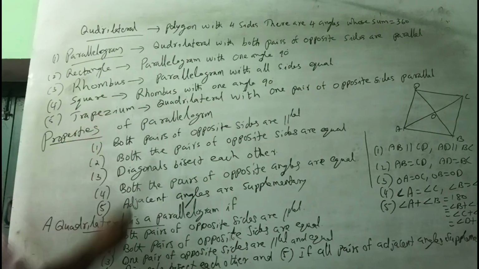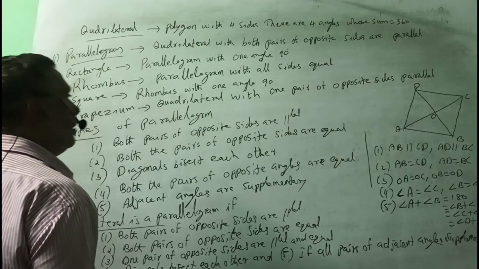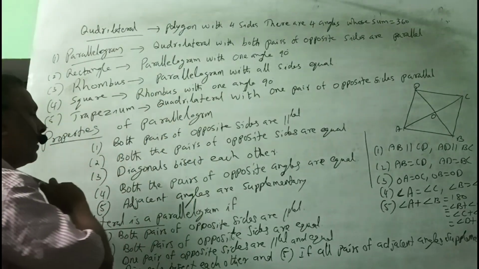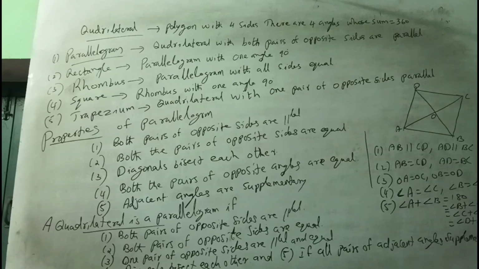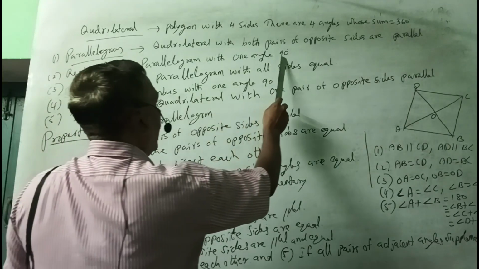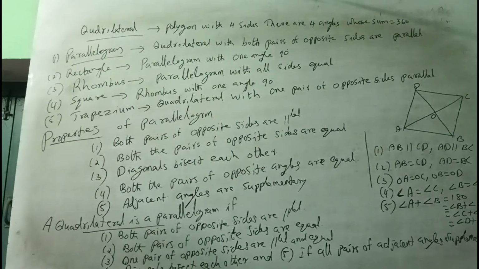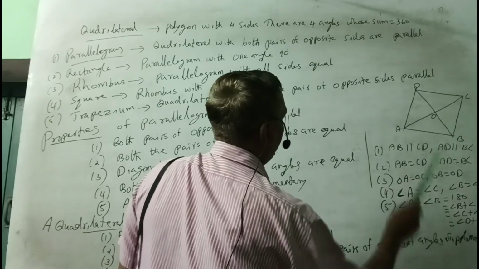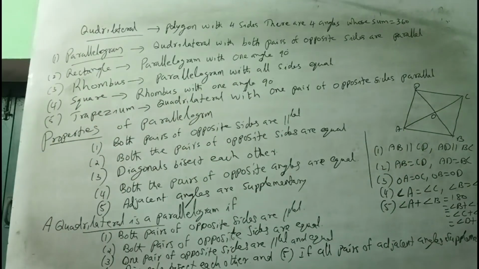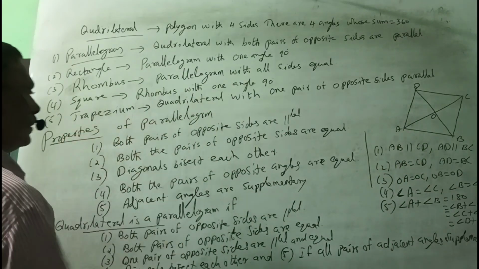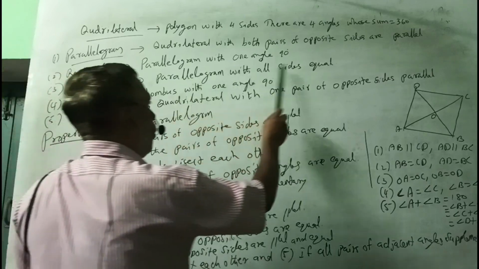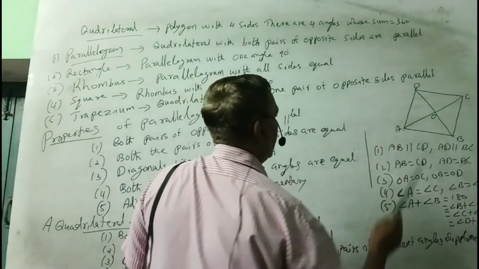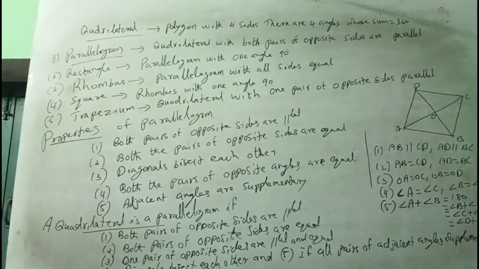Now, what is a rectangle? A rectangle is a parallelogram, meaning a rectangle satisfies all the properties of a parallelogram, in which one of the angles is 90 degrees. If any one of these angles is 90 degrees, then we can say that it is a rectangle. Then what is a rhombus? A rhombus is a parallelogram with all sides equal. All four sides are equal in a parallelogram, then it is called a rhombus.